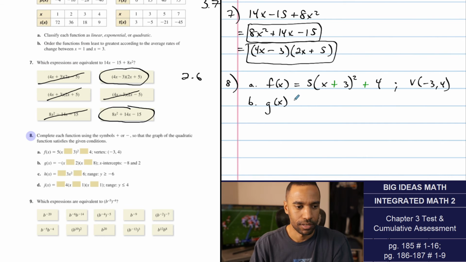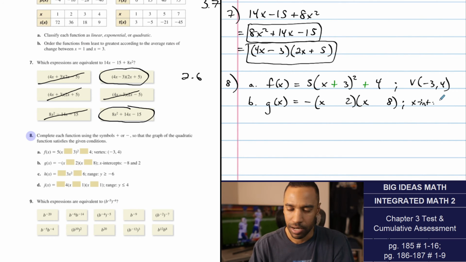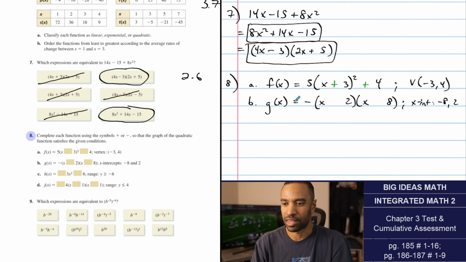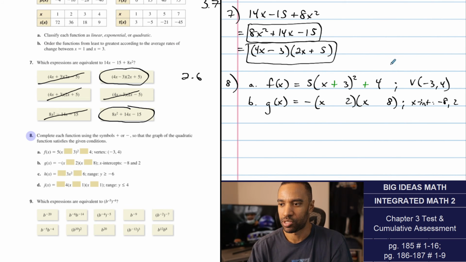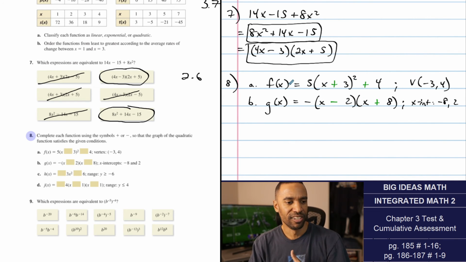G of x. This is the intercept form or factored form. X blank 2 and X blank 8. You have X intercepts of negative 8 and 2. For negative 8, remember when you set this equal to 0, you kind of get the opposite sign effect. So this is going to be a plus. Same thing here, opposite side. That will be a minus.